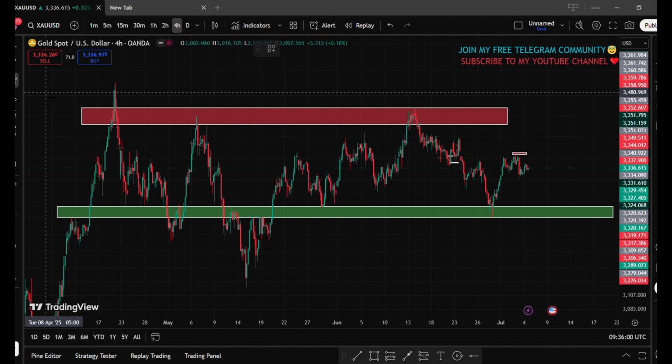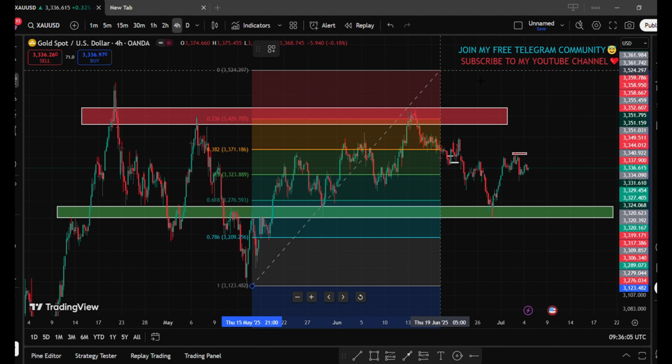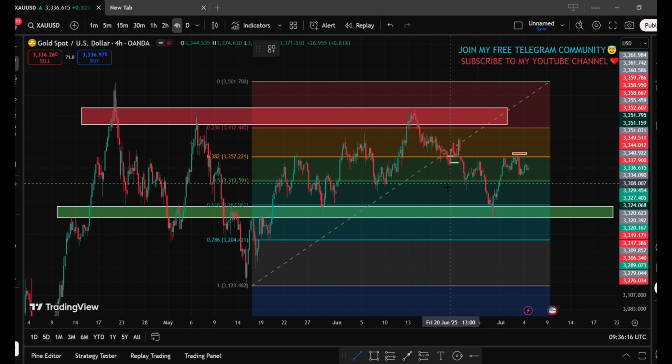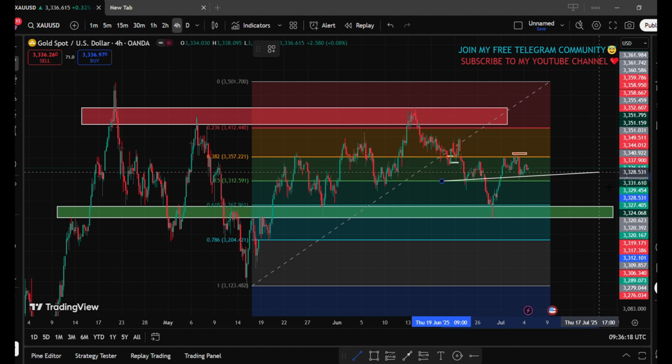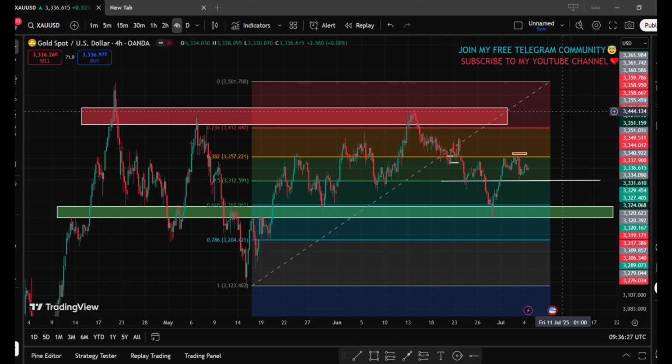But traders, if we use Fibonacci in this 4-hour time frame, then we can see a good support area somewhere over here. So let's mark this first on our chart. So let's mark this level. So this can be a good entry for a long trade. So I have marked this on my chart and let's remove this.